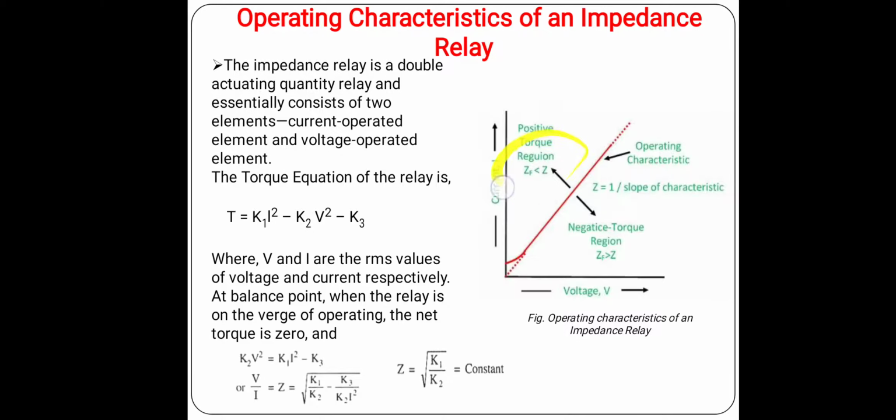In this region, the relay will operate. But when the impedance under fault condition is greater than Z, that means the fault occurs outside the protected zone. Our protected zone is AB, which I mentioned earlier in the slide. When a fault occurs outside this protected zone, the impedance will be greater than the preset value of Z. So in this region the relay will not operate. By adjusting the slope, the operating characteristics can be changed so that the relay will respond to all values of impedance less than any desired upper limit.